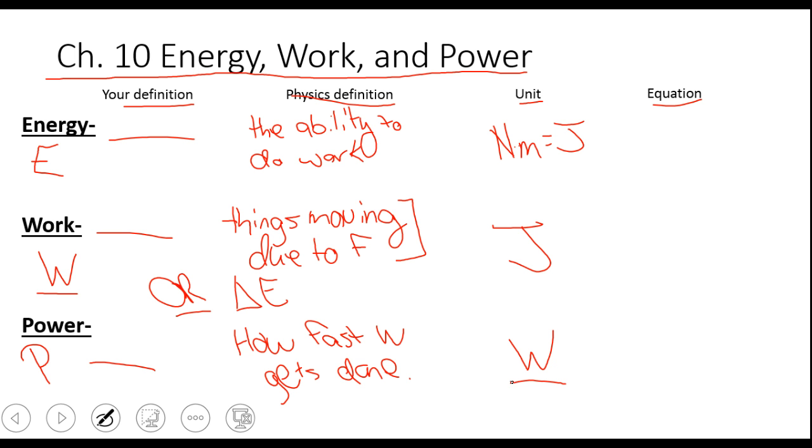If there's a time involved, then we're talking about power. And if there's not a time involved, then we're talking about work.